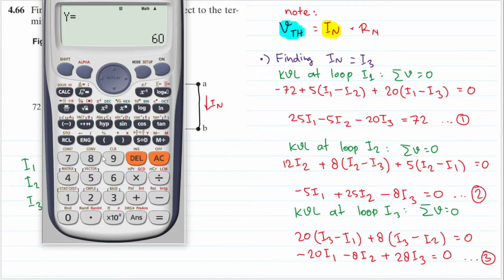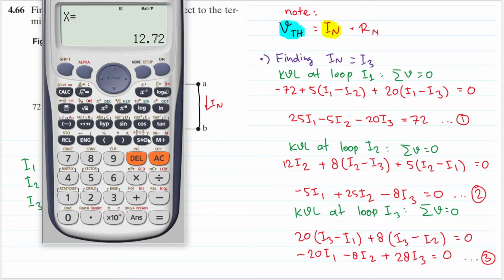Now let's use our calculator. Let's set it up as an equation solver, which is number 5, and 3 variables is number 2. Let's put that in. We will have 25, minus 5, minus 20, and 72. And then minus 5, 25, minus 8, and then 0. And then minus 20, minus 8, and then 28, and then 0.